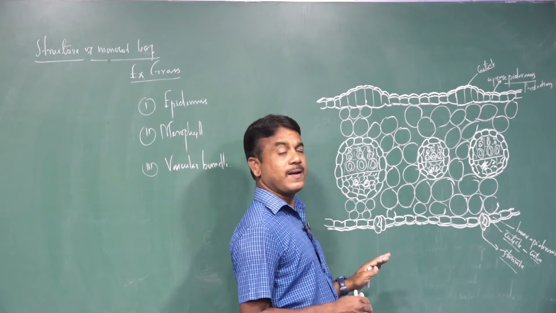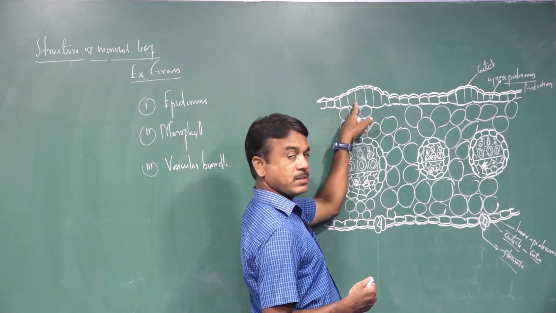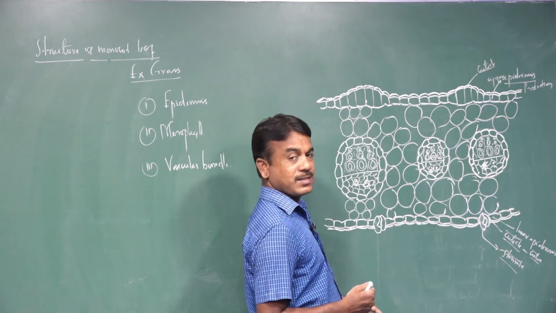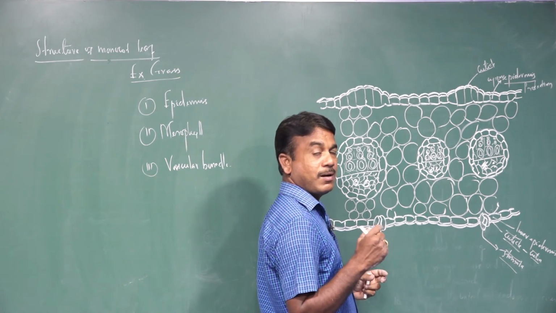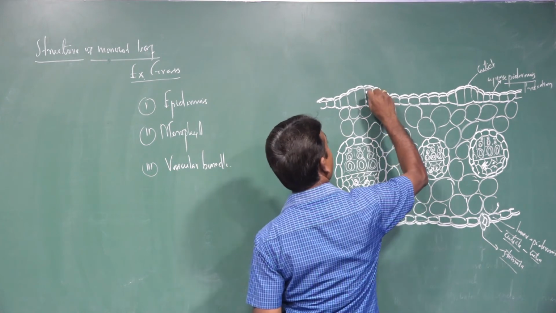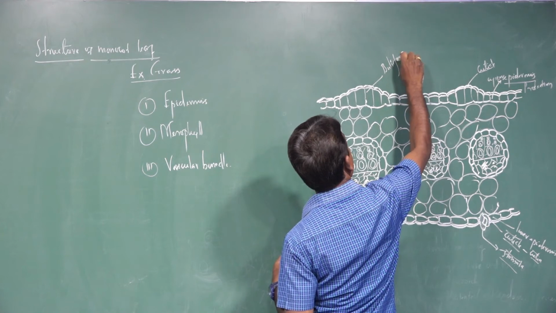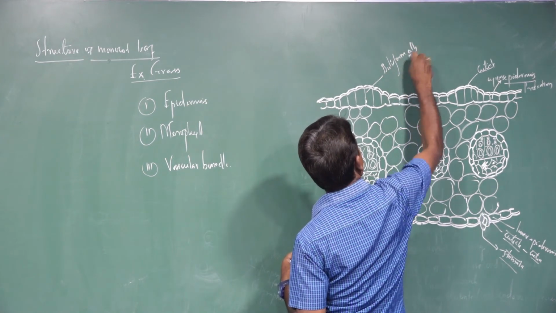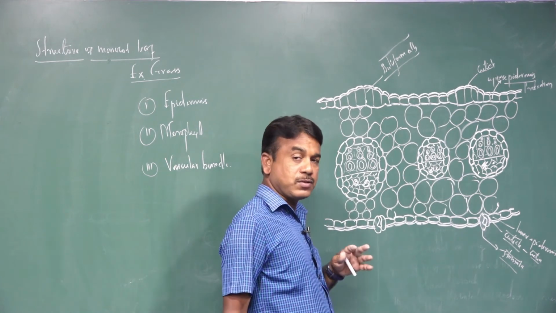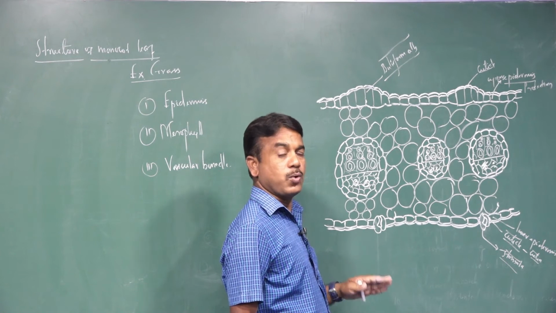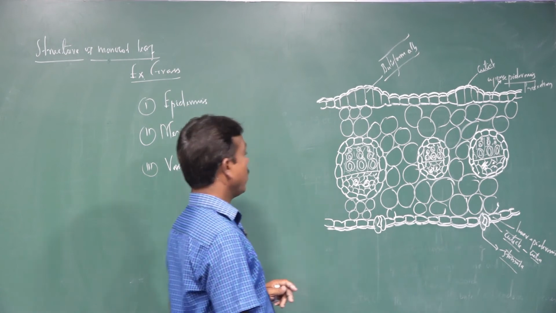What are the differences comparing dicot leaf and monocot leaves? In the upper epidermis, in some places the epidermal cells are much larger. The larger epidermal cells are commonly called bulliform cells. Bulliform cells generally occur in monocot leaves alone. But in dicot leaves, there is no such structure.